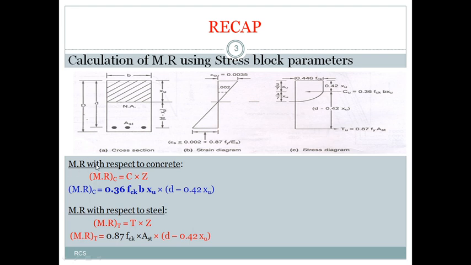So the moment of resistance with respect to concrete we can calculate as C into Z. What is C here? It is the resultant compressive force and Z is the lever arm, and the formula is: moment of resistance with respect to concrete equals 0.36 fck b xu multiplied by Z, where Z means d minus 0.42 xu. Similarly, we can calculate the moment of resistance with respect to the steel, that is tensile force multiplied by the lever arm. So the formula for that is 0.87 fy Ast into d minus 0.42 xu.